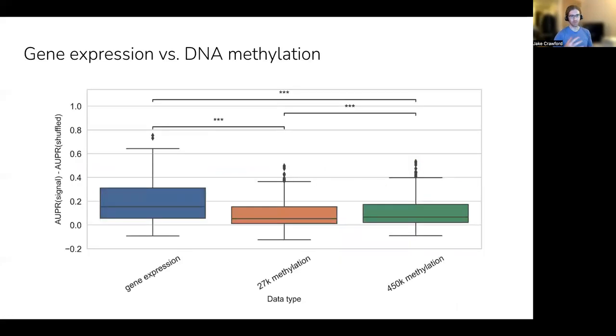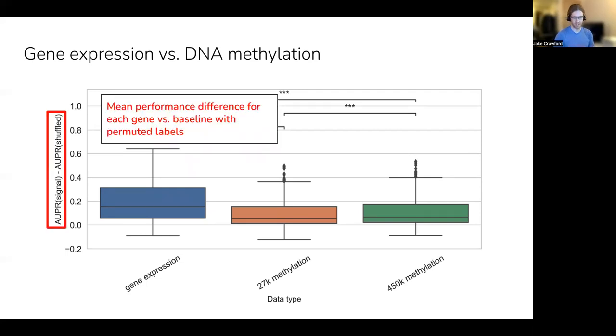So this plot shows performance for expression and methylation on their own. We take all of the samples in TCGA with expression, 27K methylation, and 450K methylation. That gives us about 8,000 samples. The columns here are those 3 data types. And on the y-axis here, we see performance above the shuffle baseline. So higher is better. Each point is a gene. And we can see that the performance for gene expression tends to be slightly better. So the mean performance is a little bit higher for gene expression, suggesting that across all of the 280 genes, it does do slightly better.